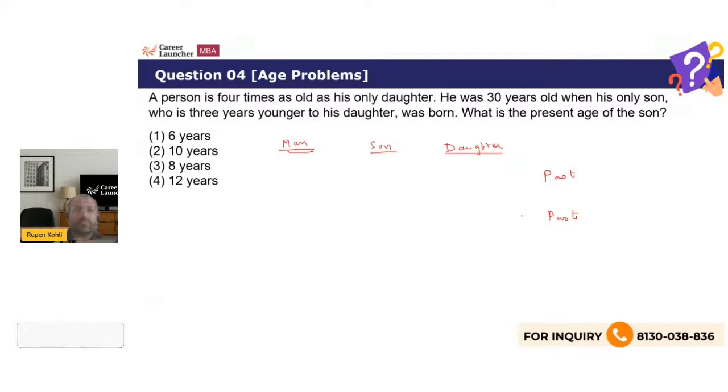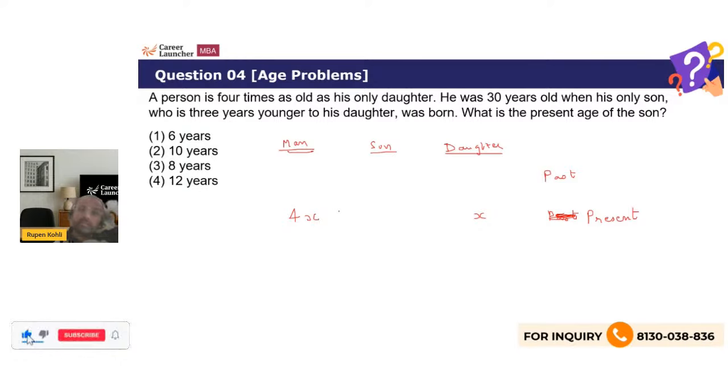So in the present, the man is 4 times as old as his only daughter. Let's call this present. So if the daughter is X years old, then the man is 4X years old.